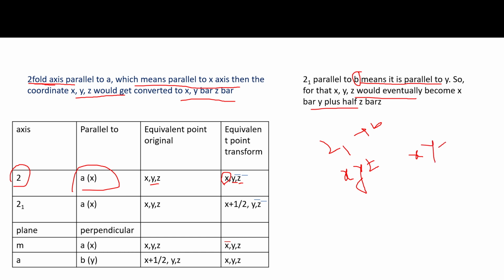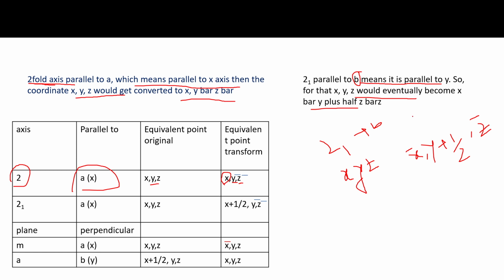So the 2 1 parallel means it will be rotational and translational, so y becomes y plus half and your z... so x will be changing and z will be changing. x becomes x bar, y becomes y plus half because it's the 2 1 parallel, so one gliding is present, so it will be a glide of half along the plane, then z bar.